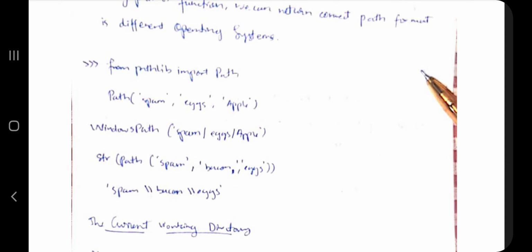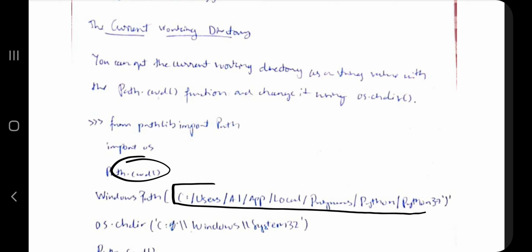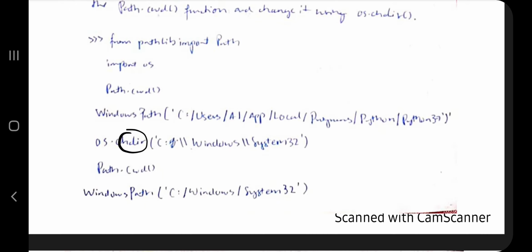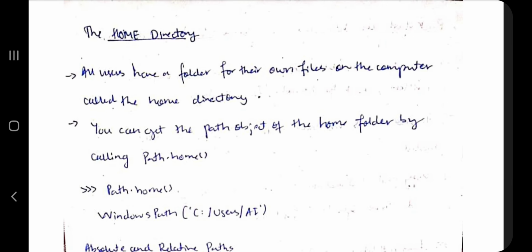Okay. And cwd is used for printing the current working directory, meaning where you are present right now. And the home directory is given to all the users to store their personal files. That can be checked using Path.home.